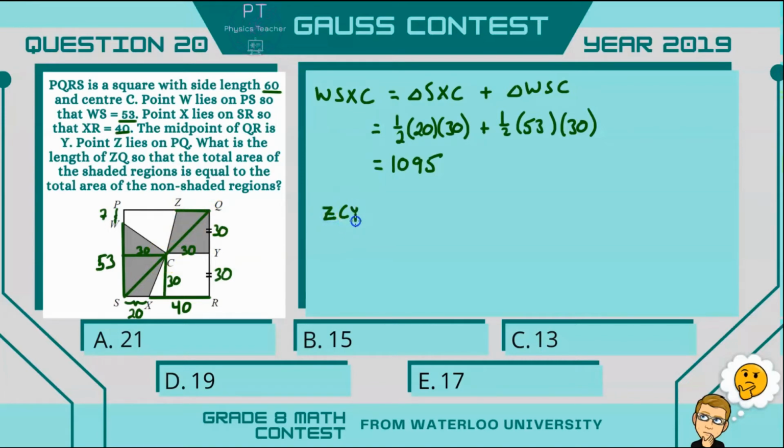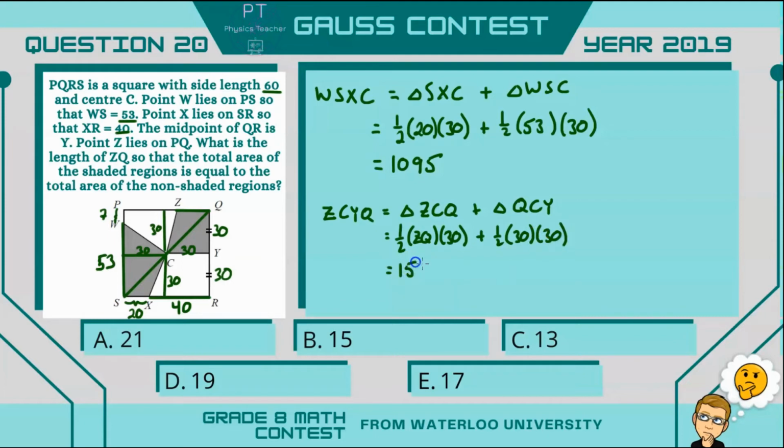Alright, let's do the same thing for this other shaded quadrilateral, ZCYQ, right here. We can split that up into two triangles. So the first triangle would be ZCQ, and the next triangle would be QCY. So the area of ZCQ, well, again, we know the height. That's just going to be 30. But the base is ZQ. That's what I don't know. That's what I'm looking for. So it's going to equal 1/2 ZQ times 30 plus, well, let's look at the triangle QCY. So that has a height of 30 and a base of 30. So it is 1/2 times 30 times 30. So this is going to give us 15 ZQ, whatever ZQ is, plus 450.